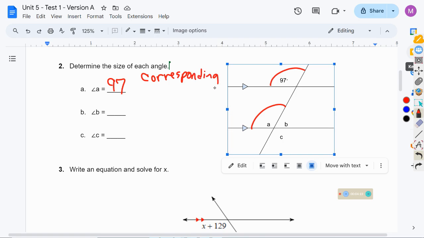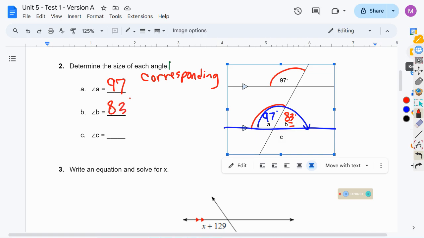All right, but what about for B? Okay, for B, we take a look at this one and we say, well, okay, A is 97, so I could go label my picture. But now what you want to be able to notice is that these two angles are adjacent and they form a linear pair. So that means that they have to add up to 180, right? So angle B is going to be equal to 180 minus 97. So you should have 83 degrees for that. Okay, so for B we put 83.